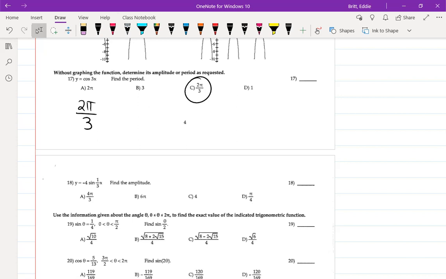Number 18, it's -4 sine 1/3 x. Find the amplitude. The amplitude is the absolute value of the number in front of the trig function. The absolute value of -4 is 4. So the amplitude is 4.